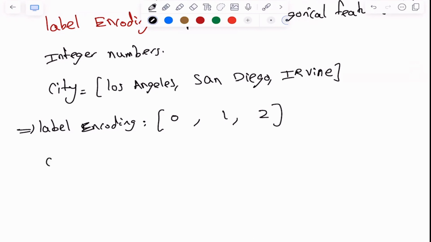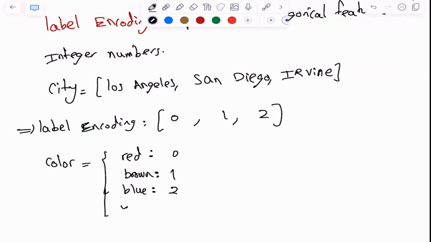Color, for example, is another one. You say red is equal to 0, brown is equal to 1, blue is equal to 2, yellow is equal to 3. That's the type of label encoding.